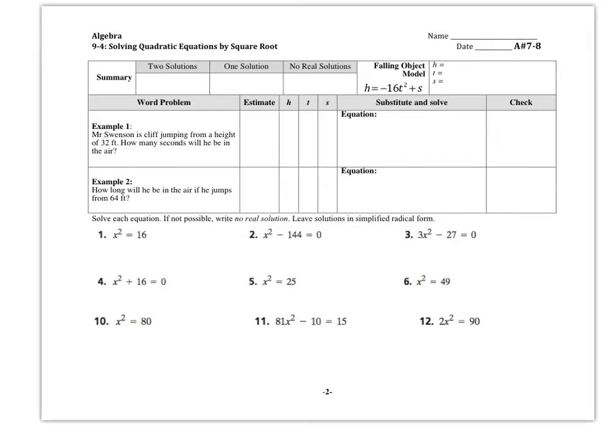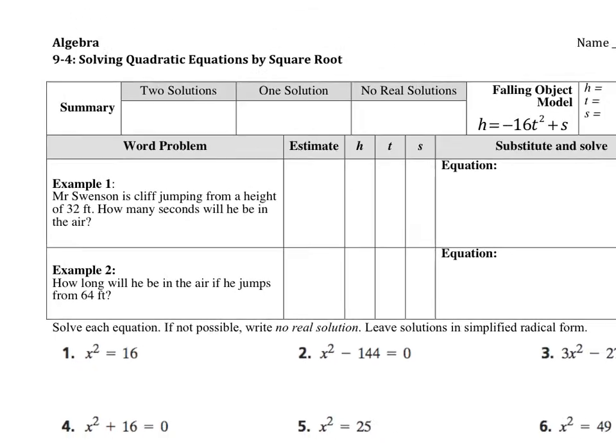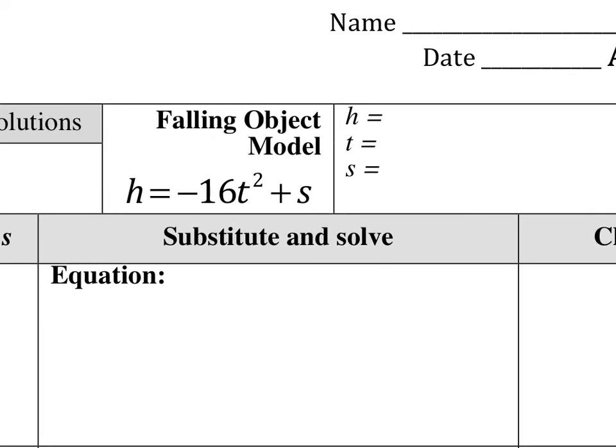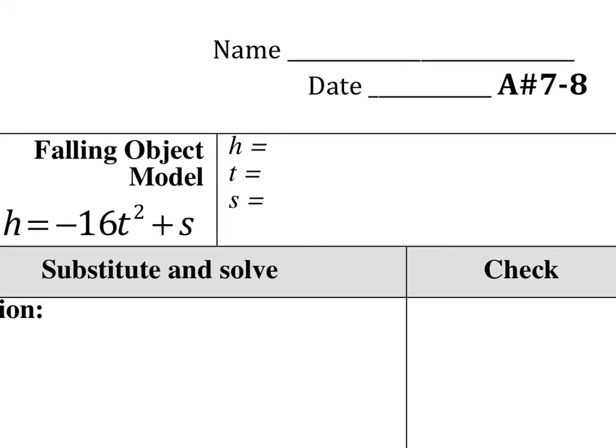The next thing that we're going to cover is all about something called the falling objects model. So this is a very common model in algebra and physics, in fact, and it looks like this. The height of an object when it falls, so it's not being thrown in the air, it's not being tossed down, it's just dropped, is negative 16 t squared plus s. And let me explain what each one of these things mean in context.